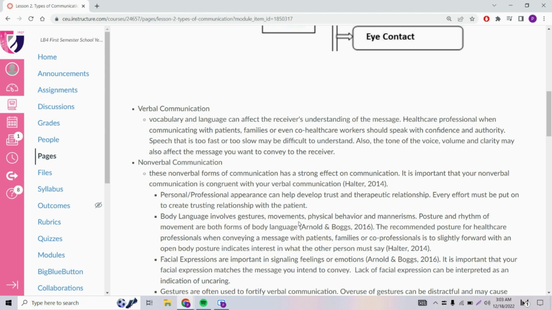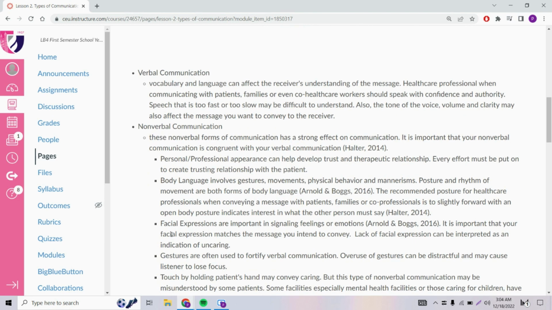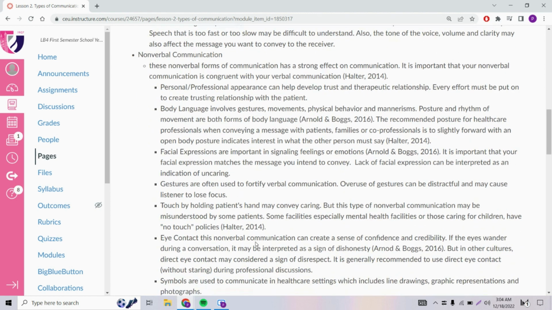Kaya when you talk to a patient class, I suggest, halimbawa nag-explain kayo, or you're listening, nakikinig ka sa sinasabi ng patient, don't cross your arms. Try to be neutral or try to be open para makarating doon sa pasyente na nakikinig ka or interested ka sa sinasabi. Then facial expressions class are also important in signaling feelings or emotion. It is important that your facial expression would match the message you attempt to convey. Lack of facial expression can be interpreted as an indication of uncaring.